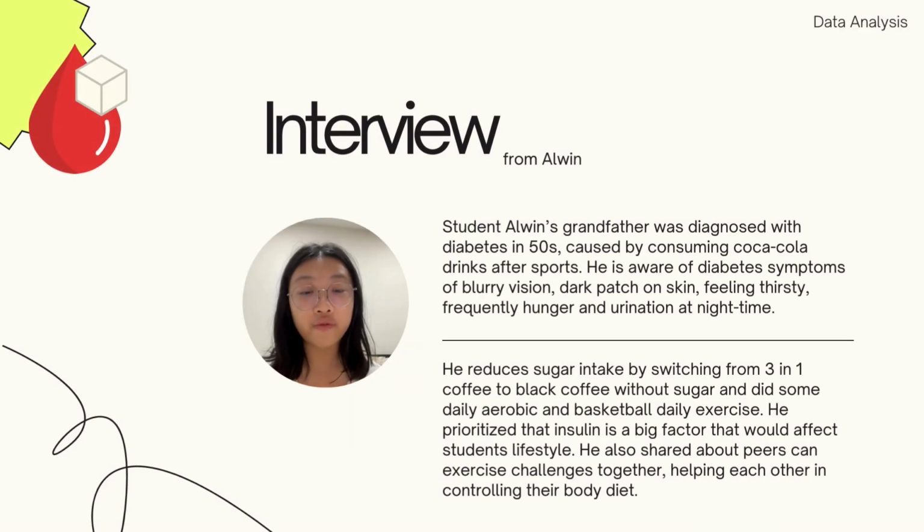And student Alwin's grandfather was diagnosed with diabetes in his 50s, caused by his grandfather consuming Coca-Cola drinks after sports. Alwin is very aware of diabetes symptoms: blurry vision, dark patches of skin, feeling thirsty, and frequent hunger and urination at nighttime. He reduces sugar intake by switching from 3-in-1 coffee to black coffee without any sugar, and does daily aerobic and basketball exercise. He prioritized that insulin is a big factor that will affect students' lifestyle, and he also shared that peers can do exercise challenges together, helping each other in controlling their diet.